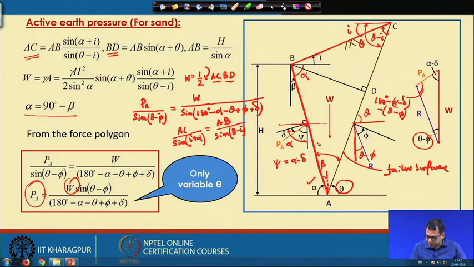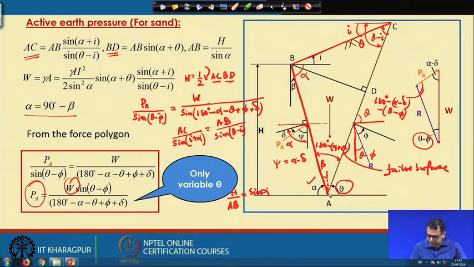So, this angle will be 180 degrees minus alpha plus theta. From here I can also get an expression for BD and AB. AB is this one and this is the H, and this angle is alpha. So, if I know the H and the alpha, I can get the AB also. AB is H by sin alpha, because from here, H by AB is equal to sin alpha.